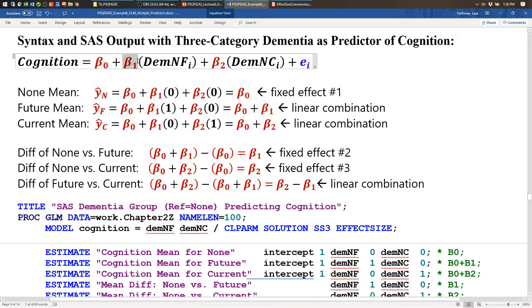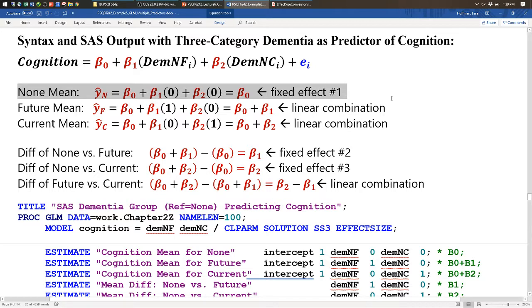What does beta 1 tell me? Difference. It's a slope. Between none and future. More specifically, it is how future differs from none. Future is the 1. They get the coefficient. Likewise, beta 2, how current differs from none. So in terms of my 3 possible differences among my 3 groups, 2 of them are already model parameters. The third is the linear combination. Beta 2 minus beta 1 gives me how future and current differ from each other.